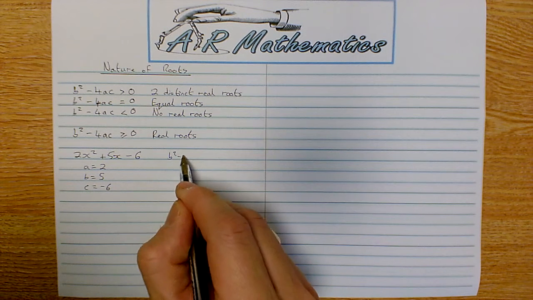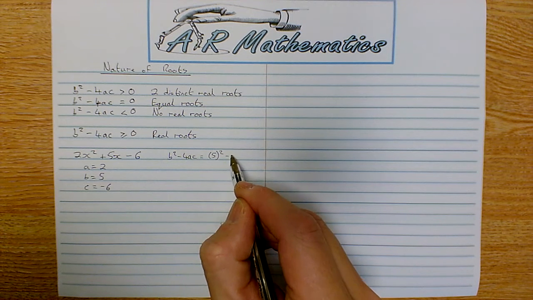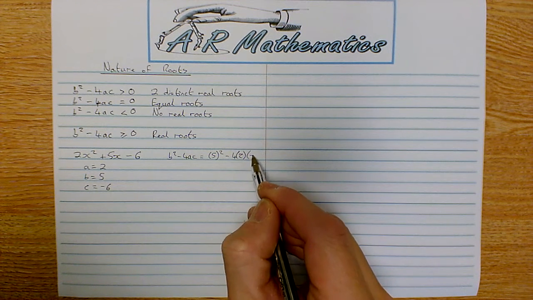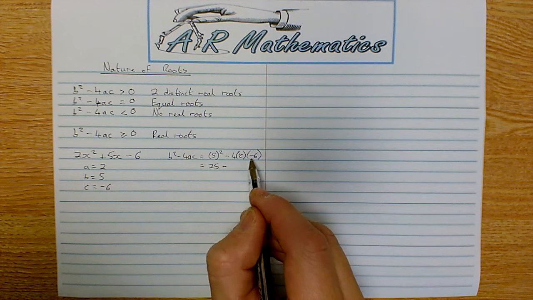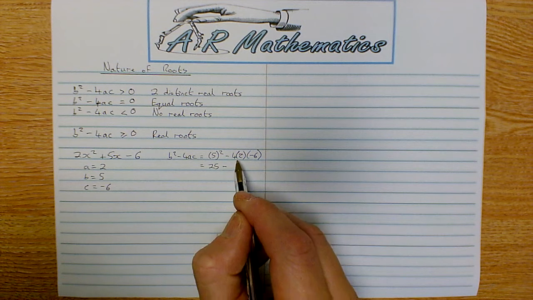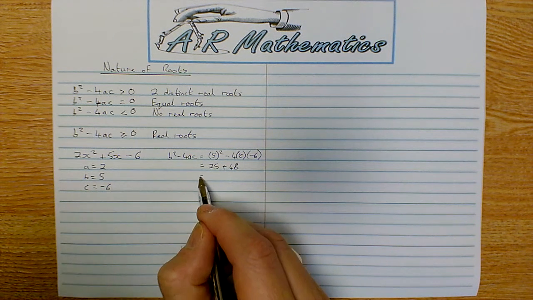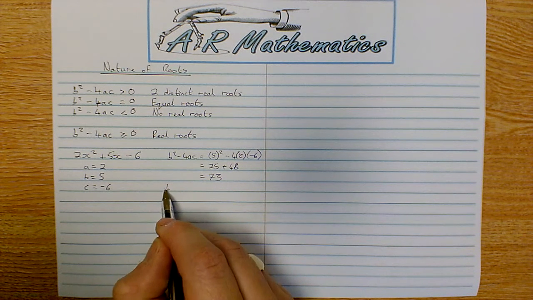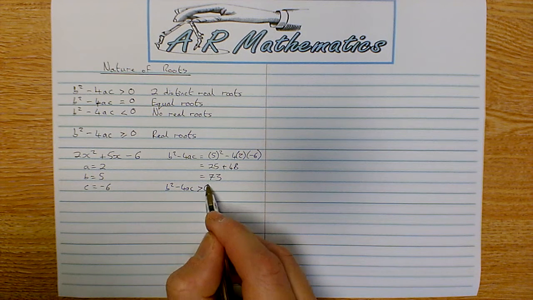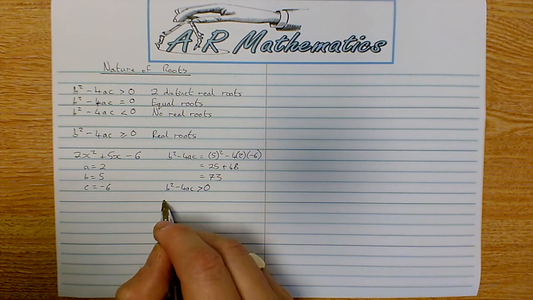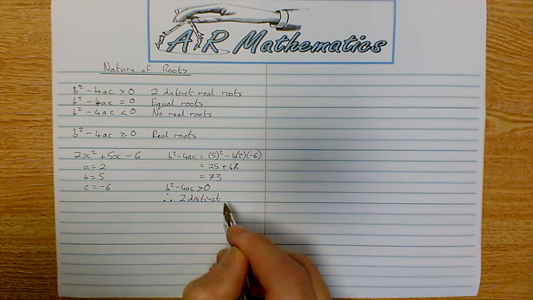So if I look at b squared minus 4ac, and I make my substitution, b is 5, so 5 squared minus 4 lots of a, which is 2, lots of c, which is minus 6. This gives me 25. Take away 4 times 2 times minus 6, which is minus 48. Take away minus 48 is the same as adding 48. So this will give us 73. We now have b squared minus 4ac. We look at what condition it satisfies. Well, 73 is greater than 0. Therefore, we can say that there are two distinct real roots.